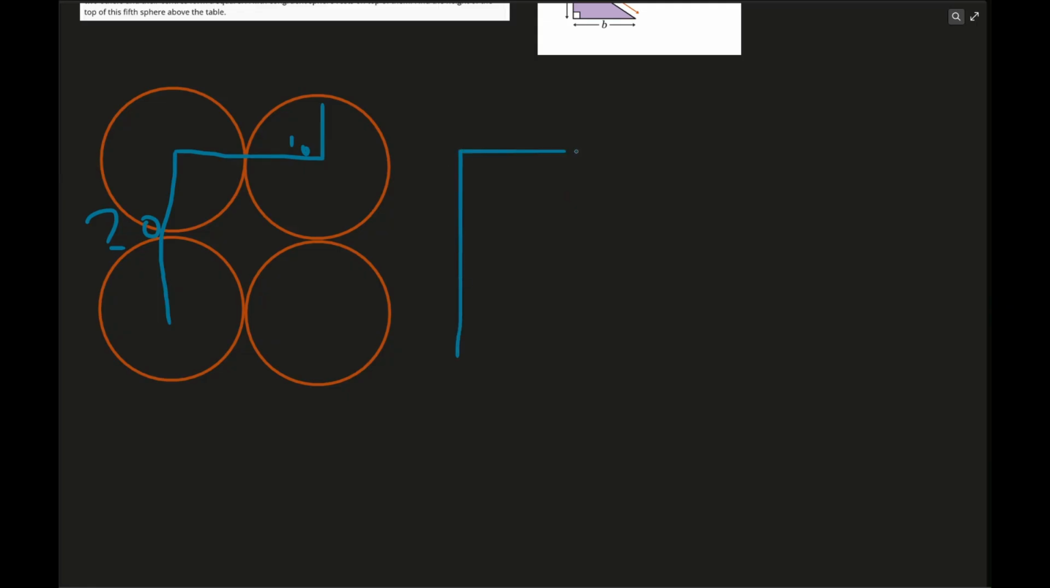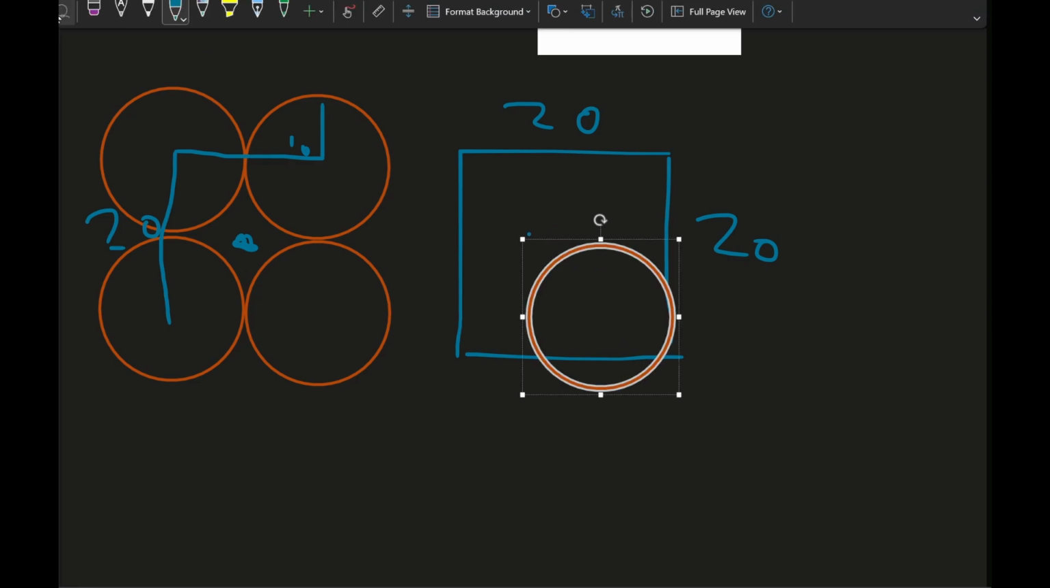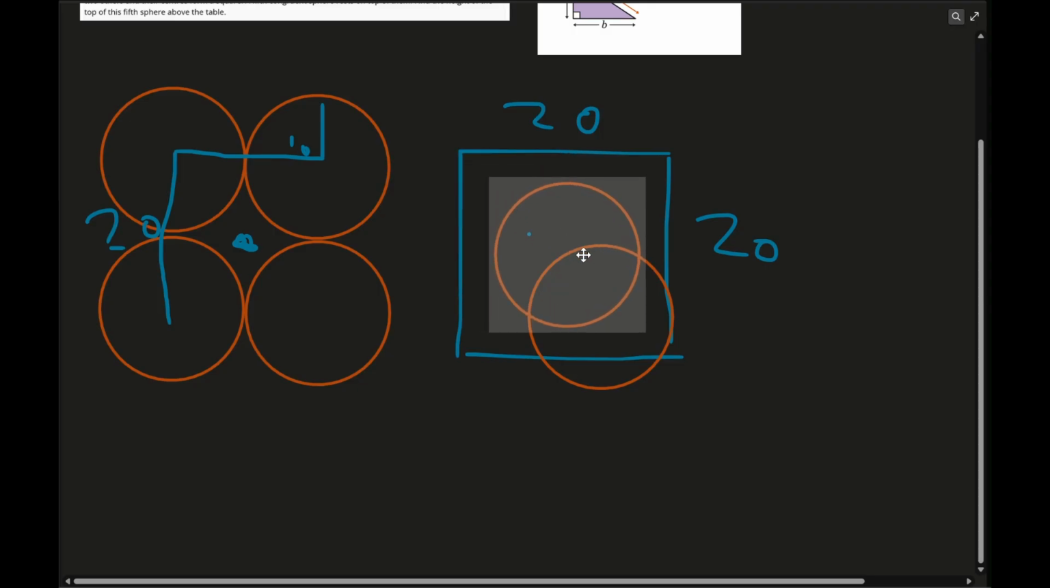From here we get a square, and this square is where the center of the fifth sphere sits upon. 20, 20, with a circle sitting inside it.